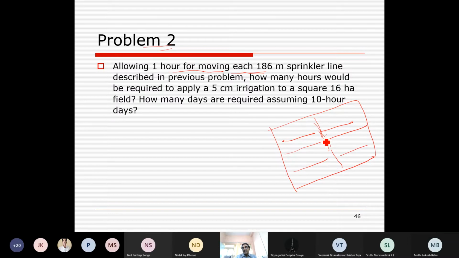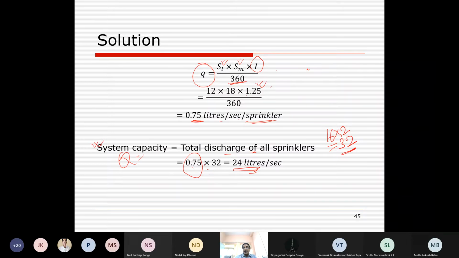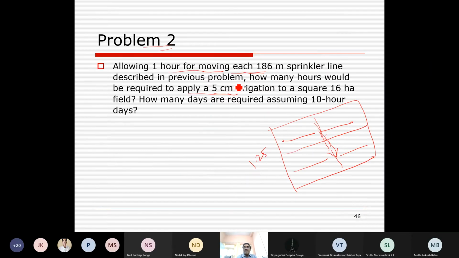From the first set, it is going to the next set, allowing 1 hour for moving each 186 meter sprinkler line described in the previous problem. How many hours would be required to apply 5 cm irrigation? The application rate is 1.25 cm per hour, and this is the required depth of irrigation. So we need to apply 5 cm irrigation to a square field of 16 hectare.